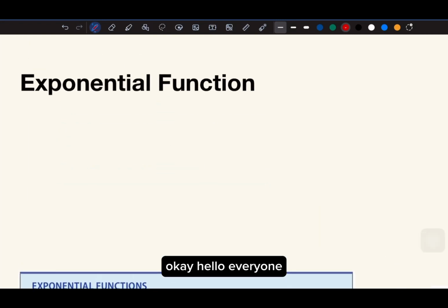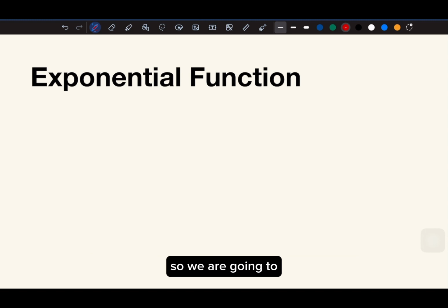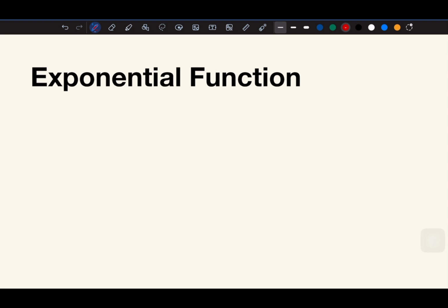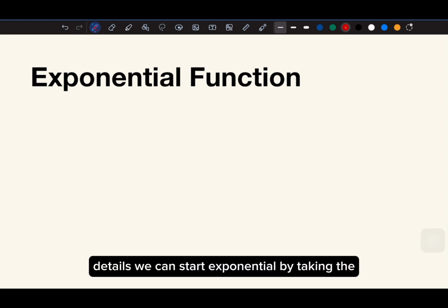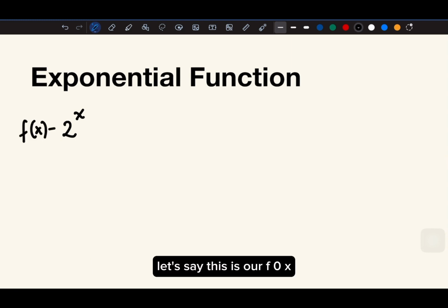Okay, hello everyone. This is the additional video for basic math class. So we are going to discuss the exponential function, but before going through all the details, we can start the exponential by taking the exponent. For example, if I take 2 with power of x, let's say this is our f of x.